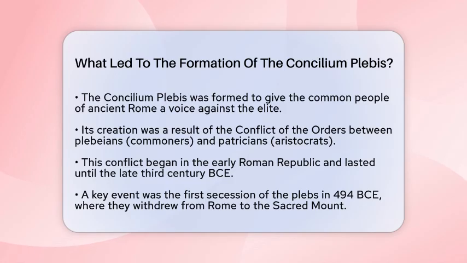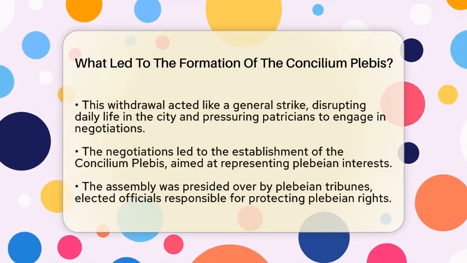This assembly arose from the conflict of the orders, a struggle between the plebeians, or common people, and the patricians, the aristocratic class. This conflict began in the early Roman Republic and continued until the late 3rd century BC. One of the most significant events in this struggle was the first secession of the plebs, which is traditionally dated to 494 BC.